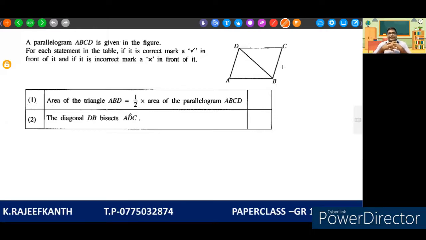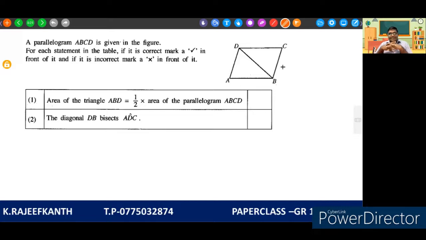Here, ABCD is a parallelogram. They are given that. And BD is a diagonal. Now we know the properties of a parallelogram. Opposite sides are equal. Opposite angles are equal. Diagonals bisect the area. And diagonals bisect each other. So these four properties we can say about a parallelogram.